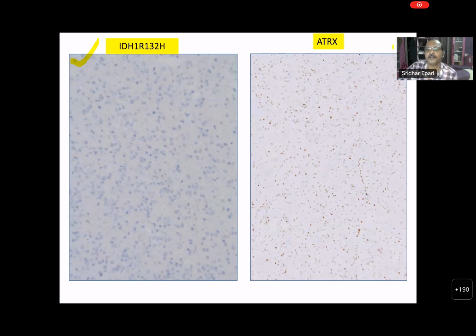This picture is ATRX. How will you interpret it? Retained, positive, sir. You can see this is an endothelial cell here. You can see all are retained, and the tumor cells too. So this pattern is different from the second case you saw. In the second case you saw IDH negative and ATRX loss. Here ATRX is retained. So something of oligodendroglial origin. Why? What are the oligodendroglial molecular markers? It also has to be IDH mutant.